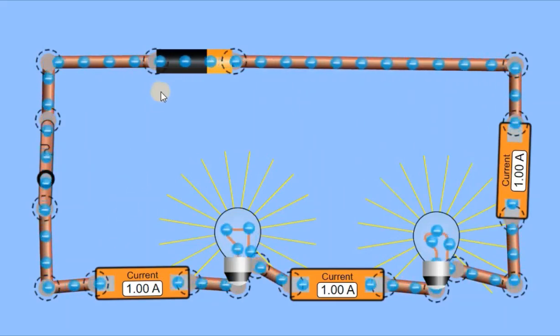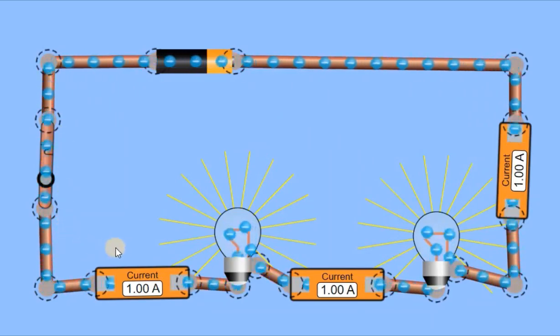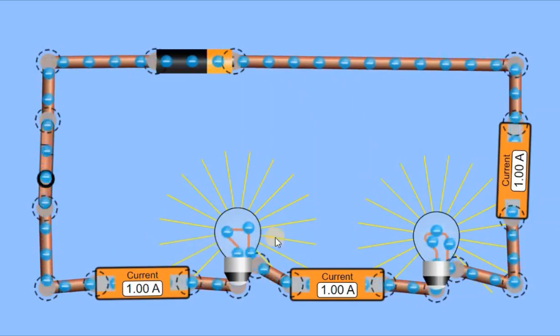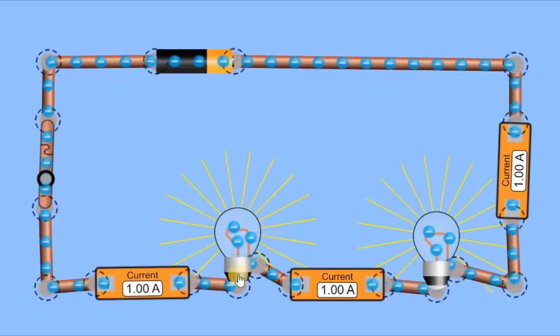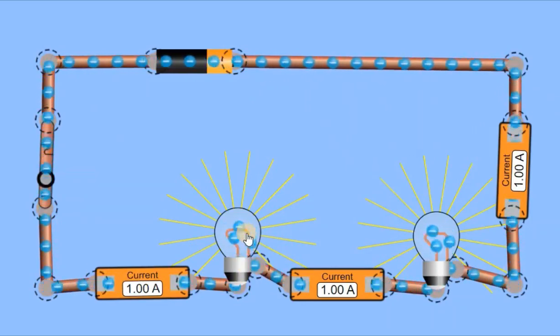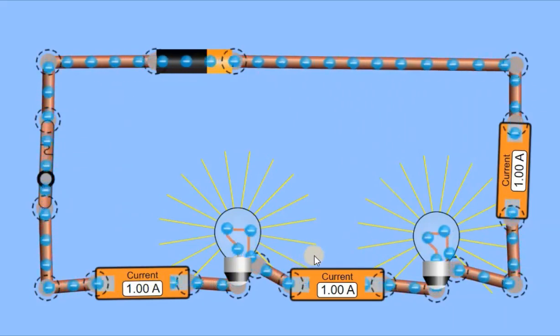And the reason for that is that the current is flowing at the same rate, or we can say at the same speed, at all places in the series circuit. We know that the charges are carrying energy and giving energy off in the bulbs, but the speed at which the charges are moving through the series circuit is the same everywhere.